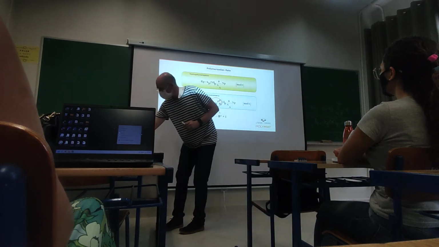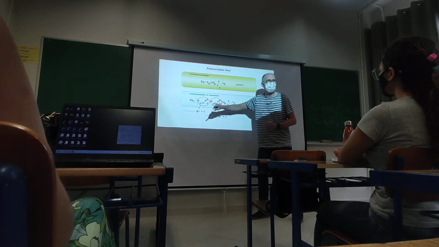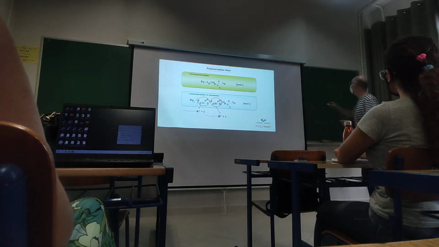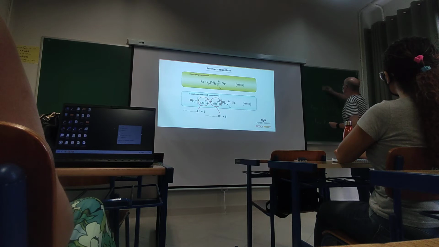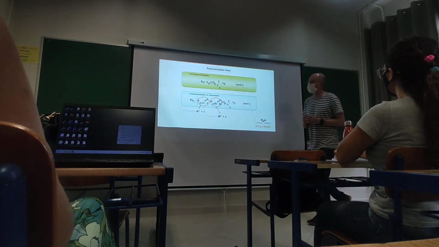Okay? Now here the term that appears is, I guess that you know this expression, the probability or the fraction of having a radical terminated in A or terminated in B, and this is obtained from the pseudo-steady state balance of the growing radicals. Okay?